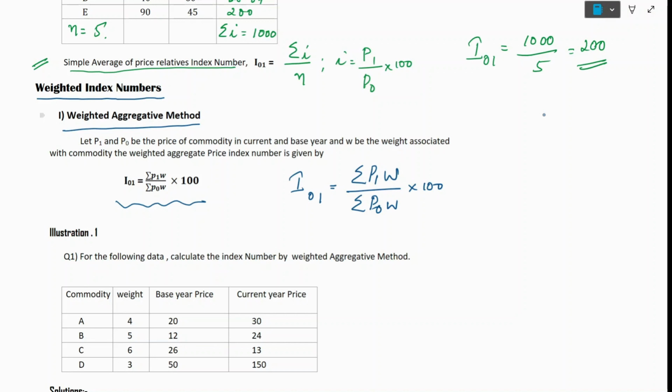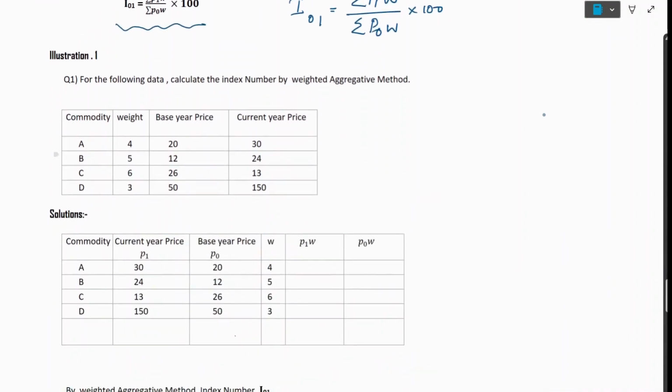We are giving importance to the weightage of each and every commodity. Now we will go to the example. Example number 1. Just read the example. For the following data, calculate the index number by weighted aggregative method. Check the table given in the question: commodity, weight, base year price P0, and current price P1.